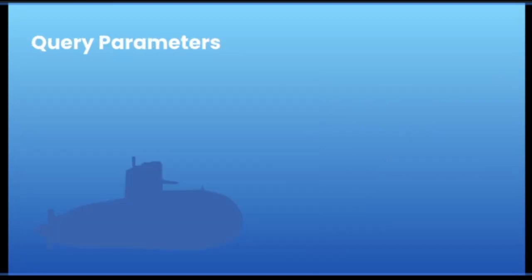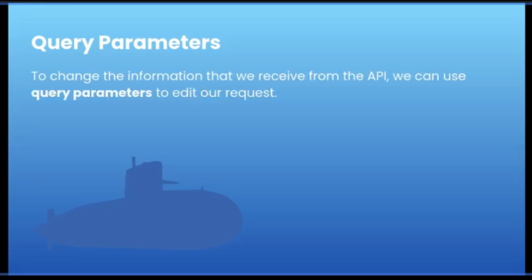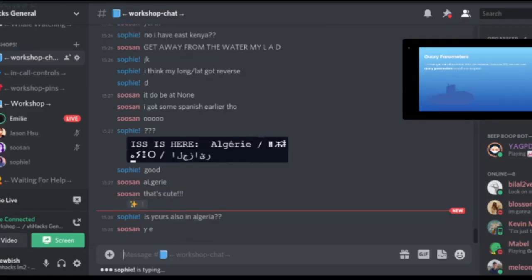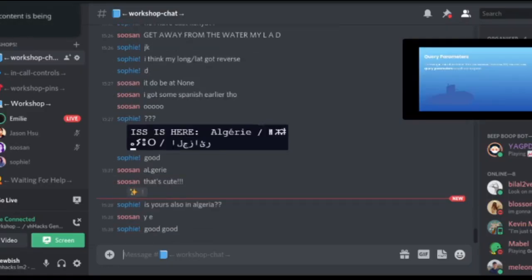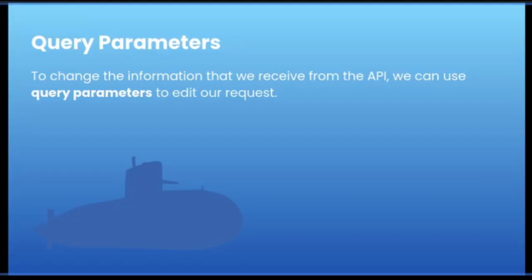Alright, so let's also talk about query parameters. To change the information that we receive from the API, we can use something called query parameters. It's also probably important to note that you can't do this on every API, but only if it's documented, or sometimes undocumented, but generally it will be documented, so check documentation.